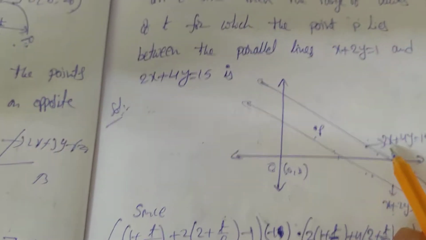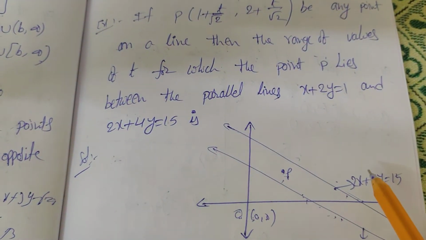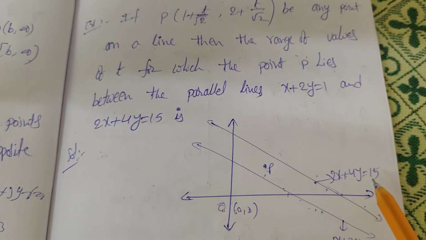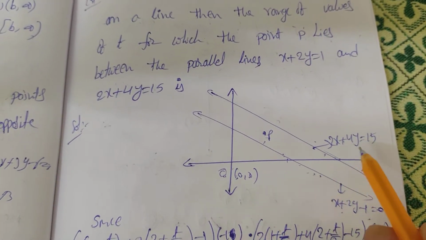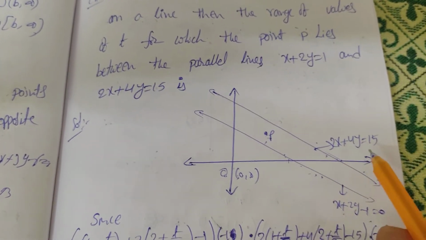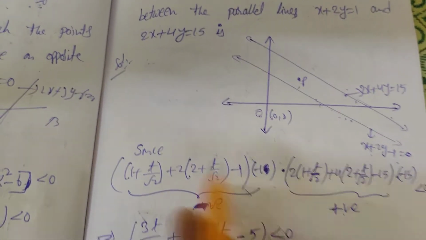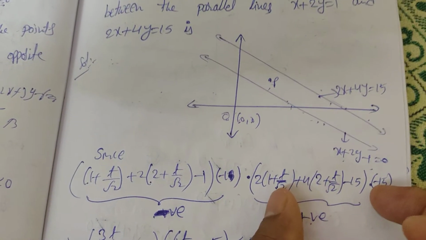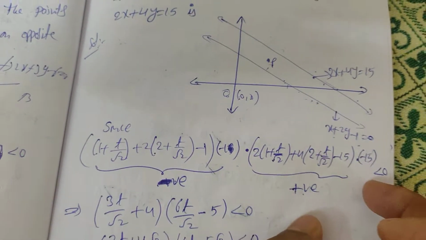So first substitute P: 2 into (1 + t/√2) + 4 into (2 + t/√2) - 15. That means minus 15 you have to write, into, if you substitute (0, 0) in 2x + 4y - 15 = 0, it gives -15. So it is negative, and the other is positive, and the product of these two parts is negative only. So the total expression gives negative.